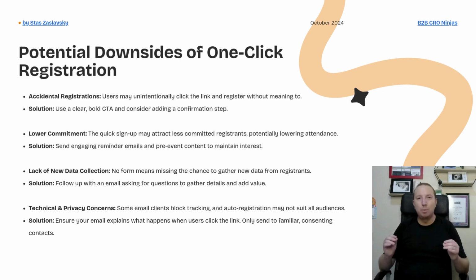Finally, technical issues or privacy concerns may arise if email clients block tracking, or if users are uncomfortable with being automatically registered for an event. Transparent communication is key. Make sure your email clearly explains what will happen when they click. Also, it's crucial to send these types of invitations only to contacts who are already familiar with your brand and have given consent to receive your emails. Avoid sending one-click registration invites to new contacts, such as those from a purchased list, who aren't expecting communication from you. This ensures trust is maintained and respects privacy best practices.